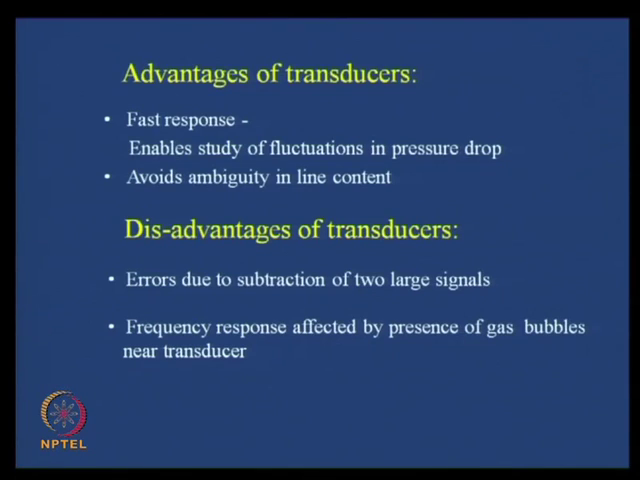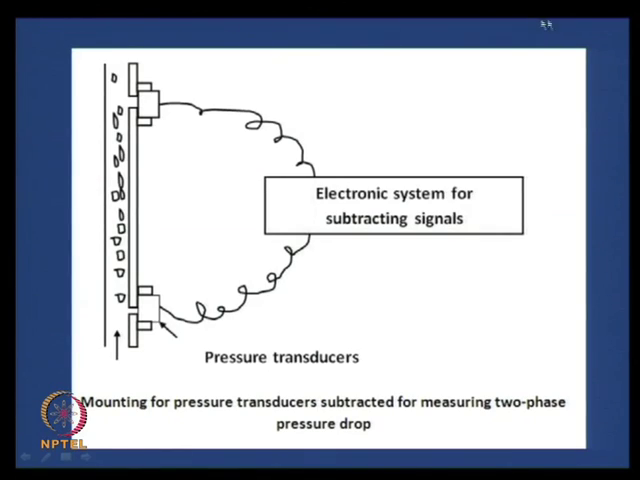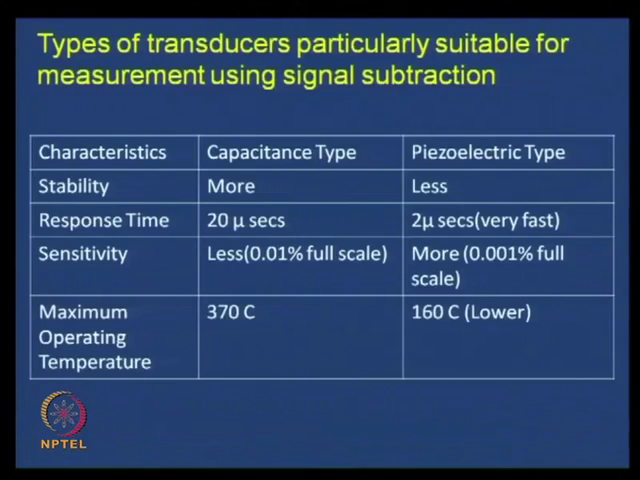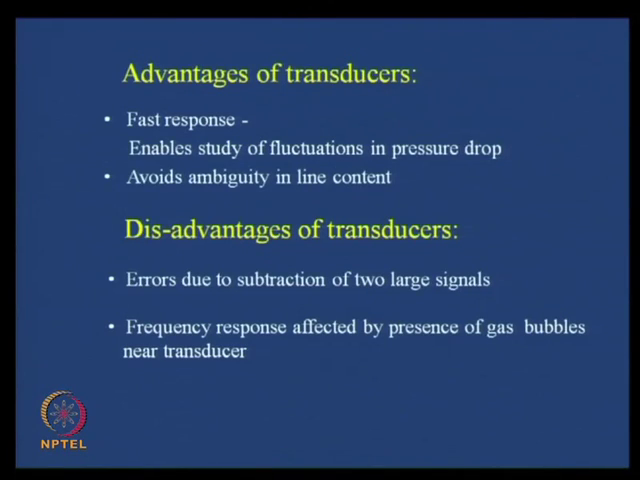And definitely the other disadvantage is, even though there is no connecting line, no tapping line between the tapping point and your transducer, this is very much affected by the fluid present near the wall mounted transducer. Even if there is a very small bubble present, it is so very sensitive, it affects the response. So, therefore, this is another disadvantage, frequency response is extremely affected by presence of gas bubbles near the transducer. So, naturally in that particular case, the more important problem is errors due to subtraction of two large signals.